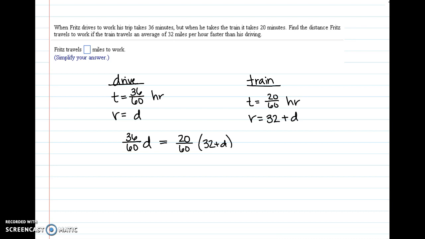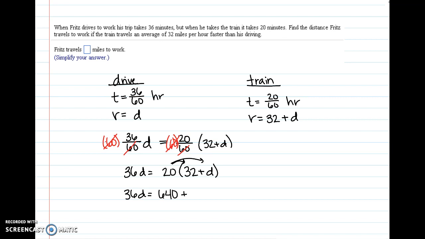If fractions are not your friend, you can multiply both sides by 60, so all those fractions cancel, which is delightful. 36D equals 20 times (32 plus D). I'm going to distribute the 20. I'm going to get out my handy dandy calculator so that I can distribute. And I get 640 plus 20D.